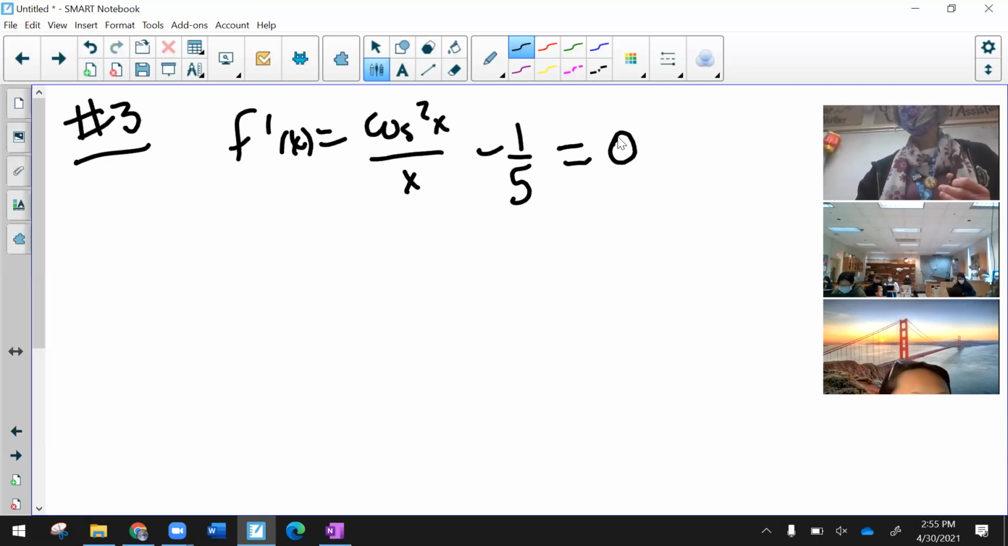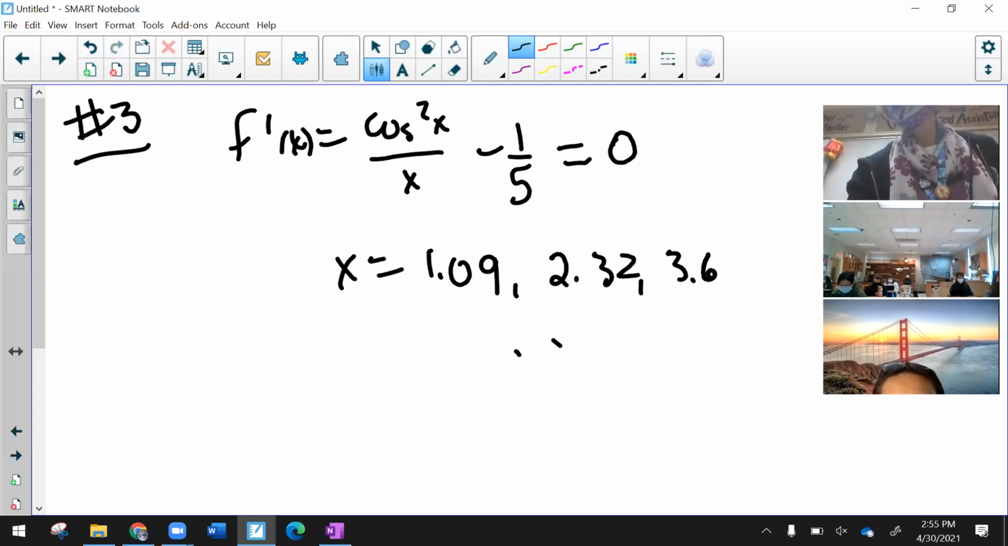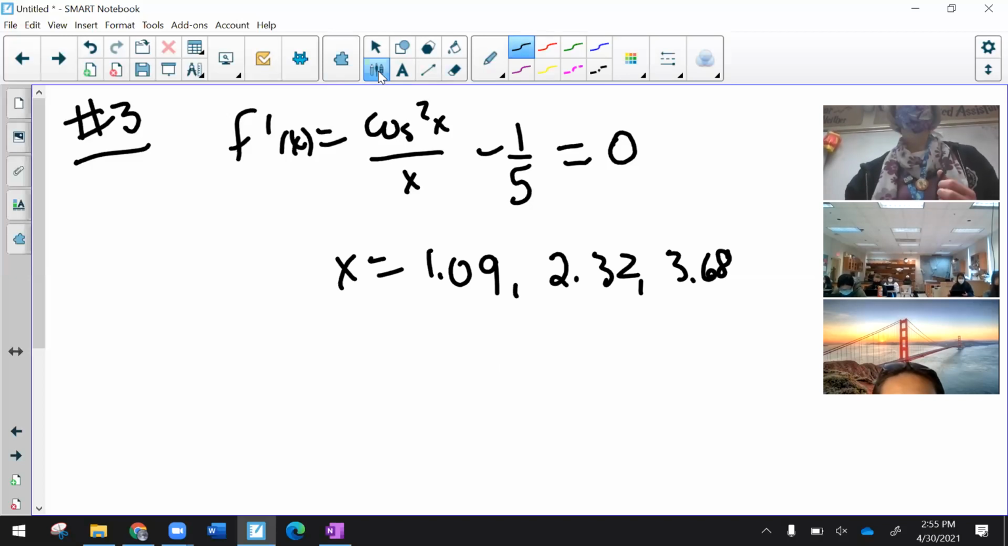Since this is a calculator permitted question, I graphed it, and graphed y equals 0, and looked for the intersection points. I got intersection points at 1.09, 2.32, and 3.68. I think I just counted them. Okay, it's confusing. I totally get that.